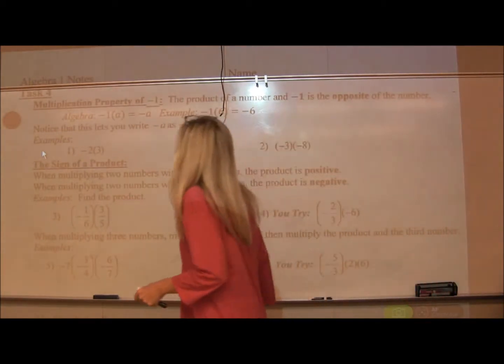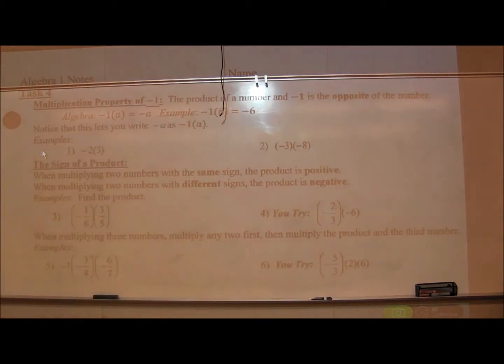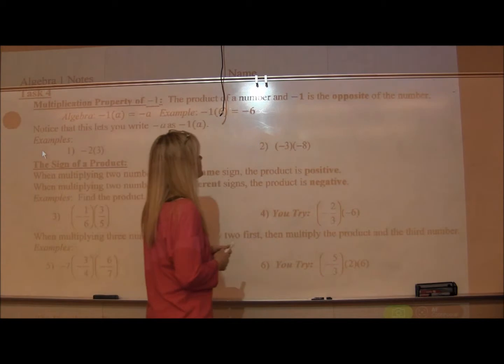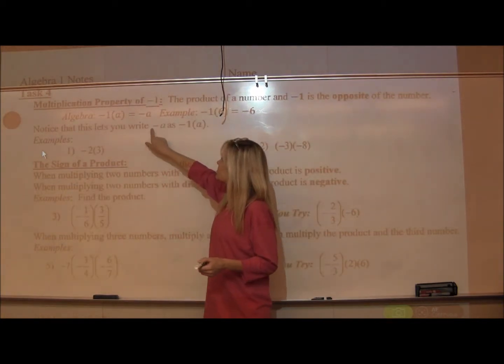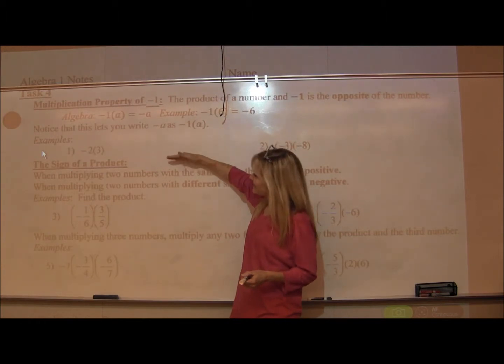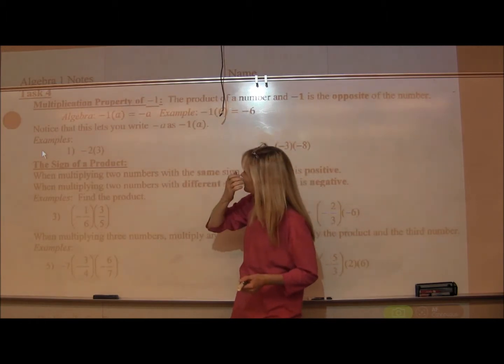Okay, and just to learn your properties, because you're going to need them in geometry also. Multiplication property of -1. The product of a number and -1 is the opposite of the number. Pretty intuitive. Notice that this lets you write -a as -1 times a. And that's going to help us as we move down here.